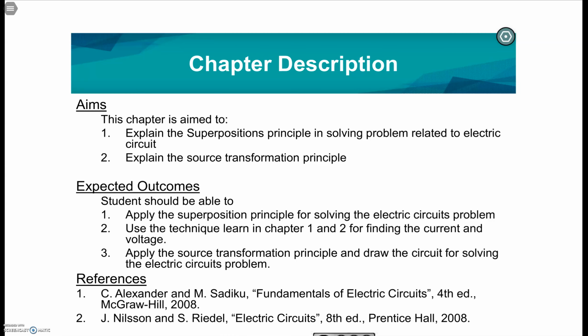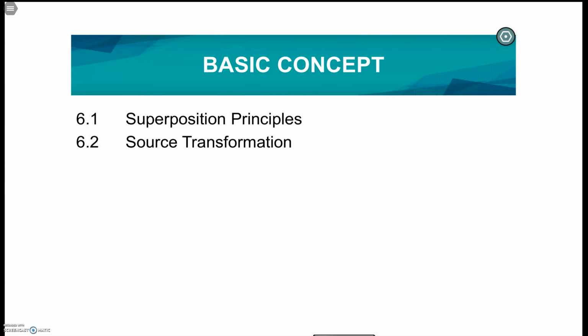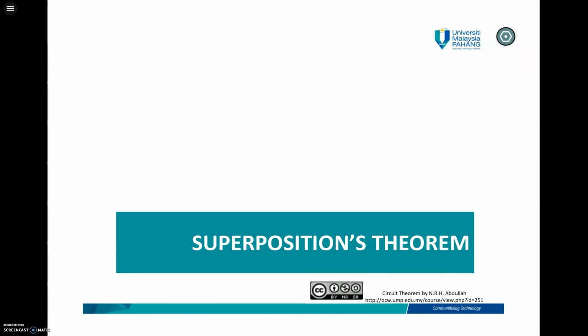Students should be able to apply the superposition principle for solving the electric circuit problem. Use the techniques learned in Chapter 1 and 2 for finding the currents and voltages. And lastly, apply the source transformation principle and draw the circuit for solving the electric circuit problem. This chapter will cover 6.1 Superposition Principle, 6.2 Source Transformations.